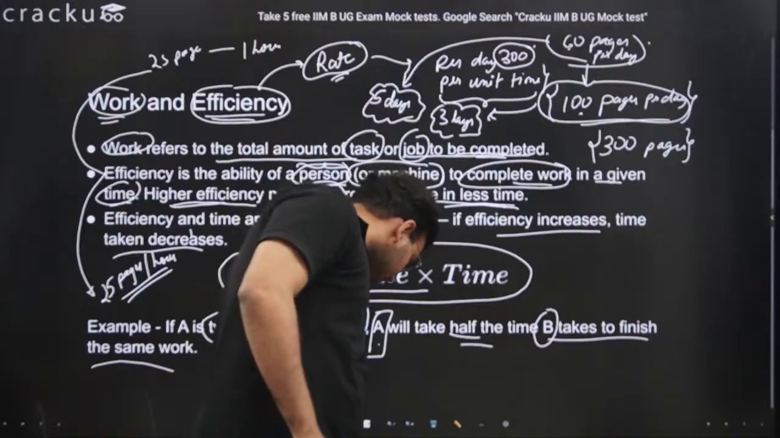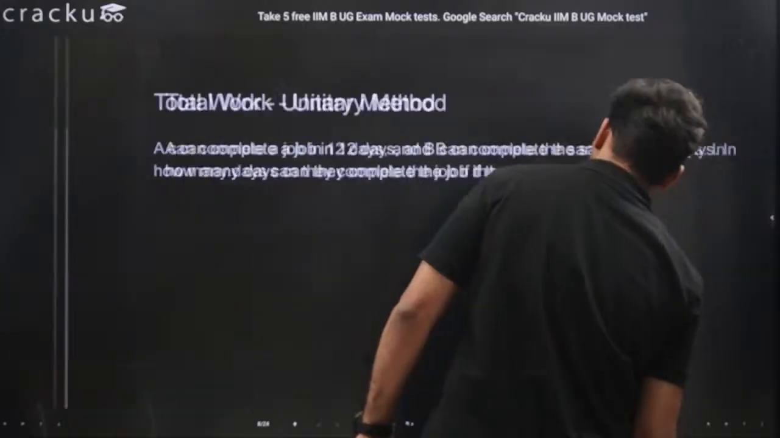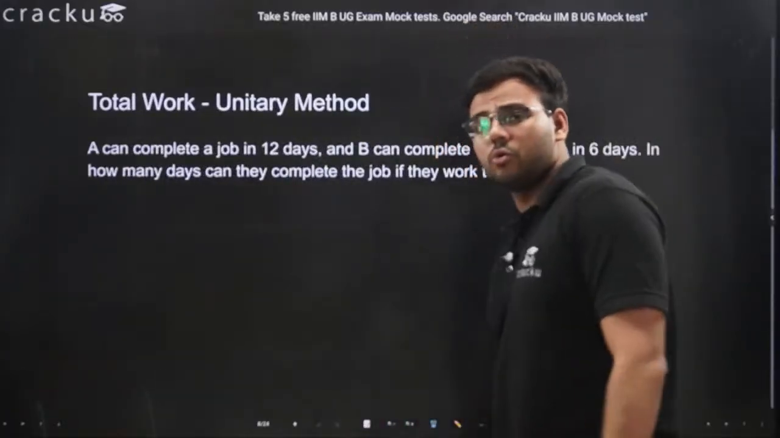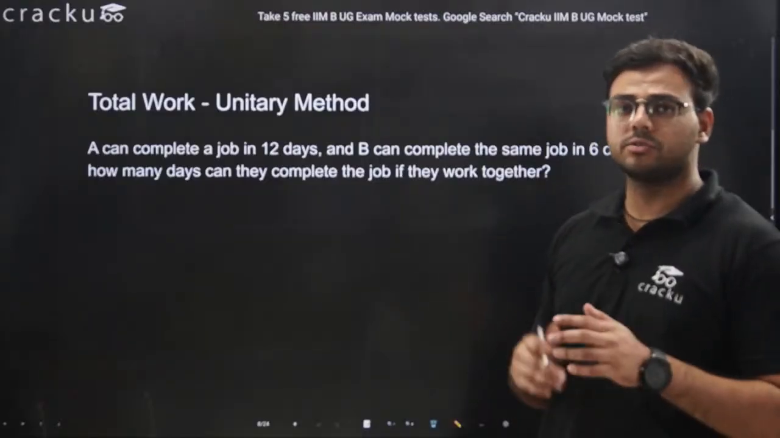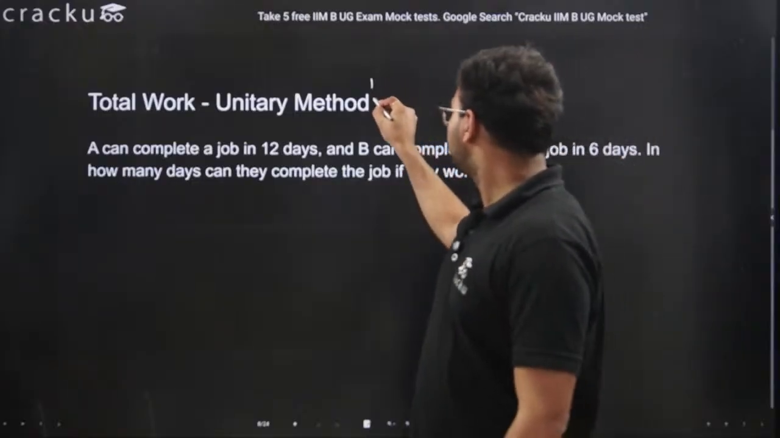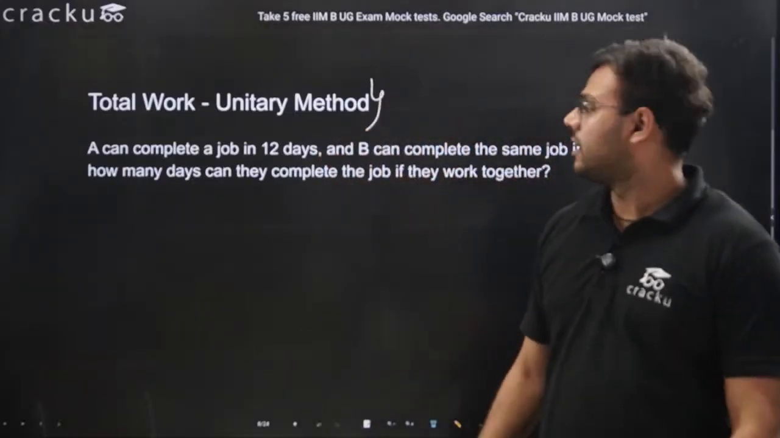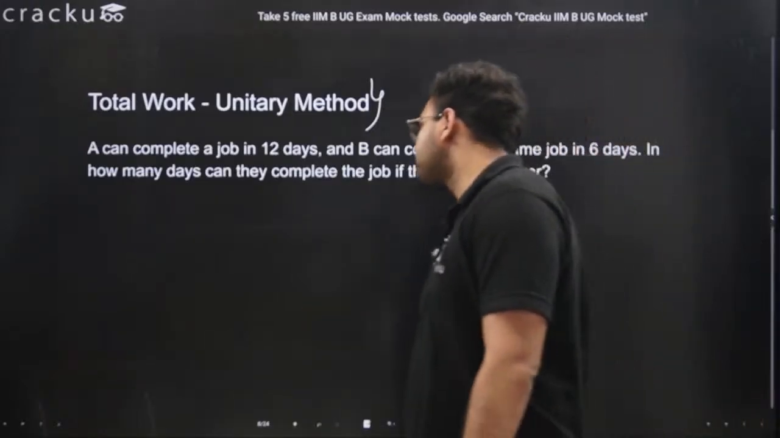So I think we have no doubts here. So let's move to the next slide. Now there are two methods to solve these questions. For solving these questions, there are two general methods which are used. One is the unitary method and the other is the LCM method. First, let's discuss the unitary method and then we'll discuss the LCM method.